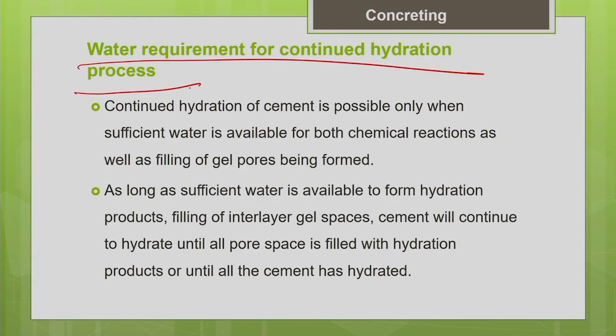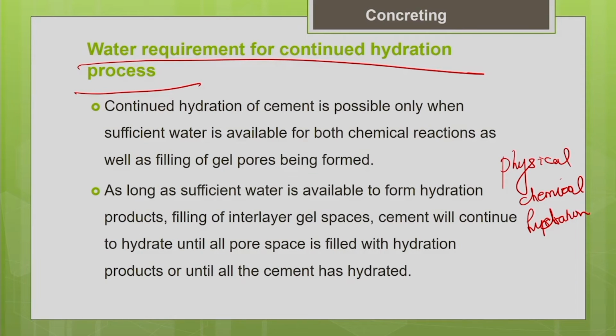Water requirement for the continued hydration process, as I just mentioned. For the hydration process to continue, we need water. The hydration process occurs in different forms: physical hydration and chemical hydration. Chemical hydration everyone will be knowing. Chemical hydration is nothing but the water needed for the reaction of your cement compounds with the water to form the hydration products.